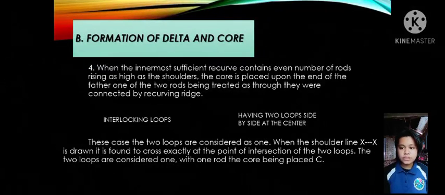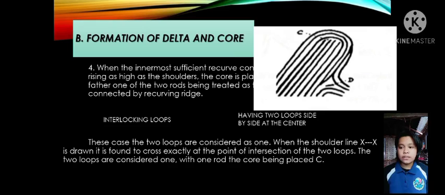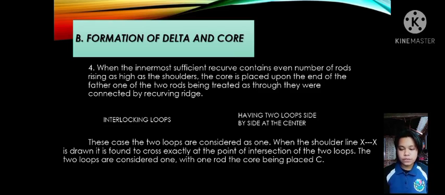When the innermost sufficient recurve contains an even number of rods rising as high as the shoulders, the core is placed upon the end of the farther one of the 2 center rods, the 2 rods being treated as though they were connected by recurving ridges.